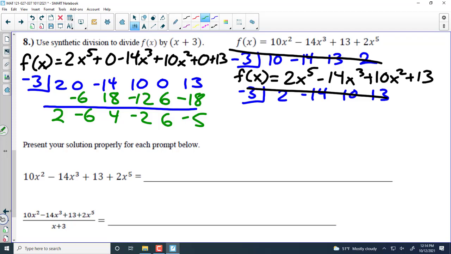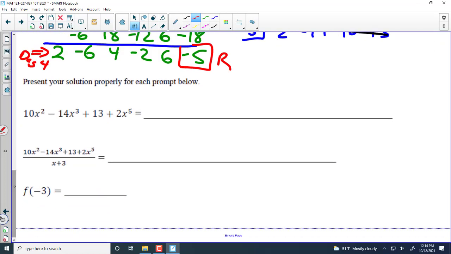Okay, so we got to make sure it's all set up. Then we can do our synthetic division. What do we have here? This is a degree 5. So my answer is degree 4, and this is my remainder. Well, if that's my remainder, I can actually do this one right here at the bottom right away. The remainder theorem says that if you plug a -3 in the function, you're going to get the same thing as the remainder. So that is the remainder theorem.